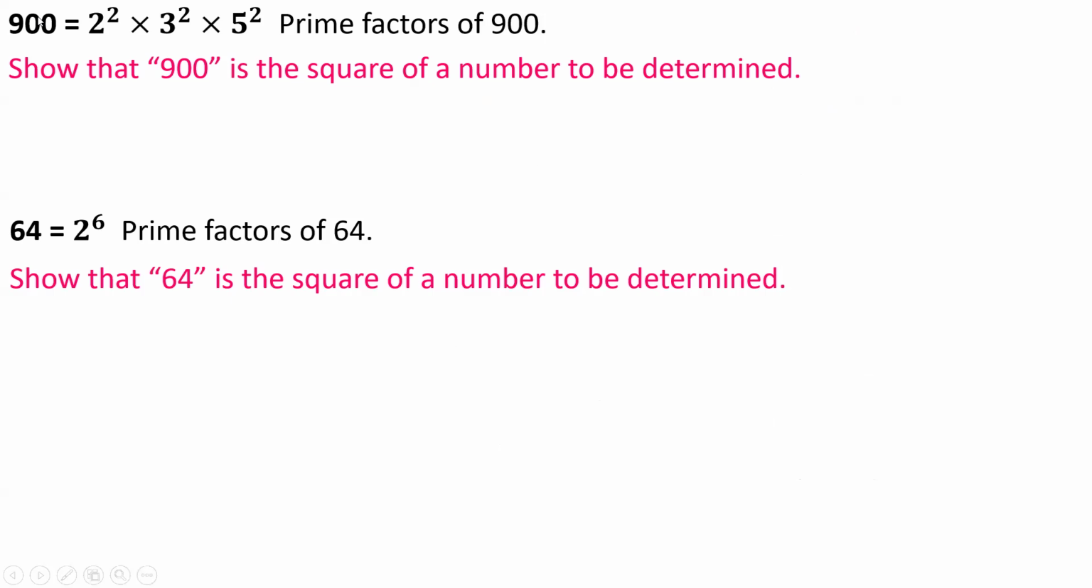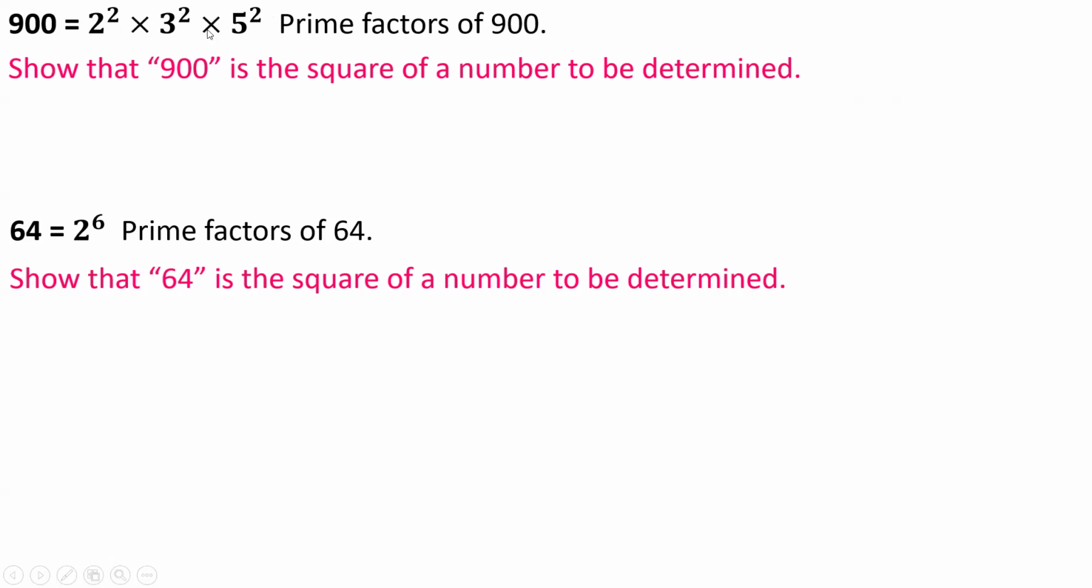Now, I have a number which is 900. The prime factors are 2 square times 3 square times 5 square. So how can I show that 900 is the square of a number to be determined? I should find a number whose square is 900. So I should take the prime factors of 900. When I'm talking about the square of a number, the exponent of the prime factors should be 2. Here the exponent is 2, here the exponent is 2, here the exponent is 2.